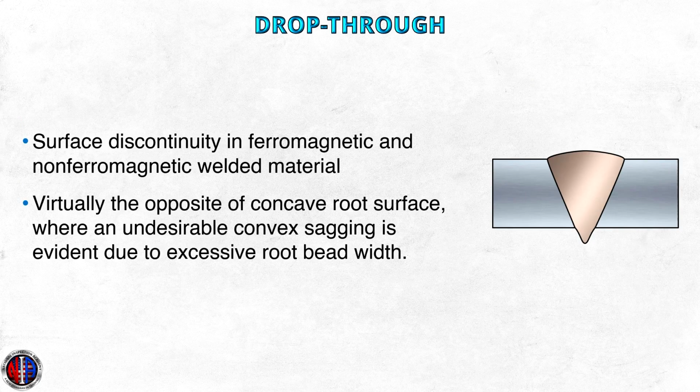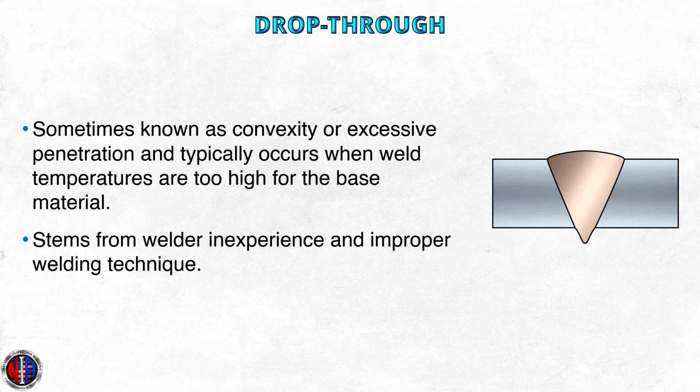Drop-through. This surface discontinuity in ferromagnetic and non-ferromagnetic welded material is virtually the opposite of concave root surface, where an undesirable convex sagging is evident due to excessive root bead width. Drop-through is sometimes known as convexity or excessive penetration and typically occurs when weld temperatures are too high for the base material. It stems from welder inexperience and improper welding technique.